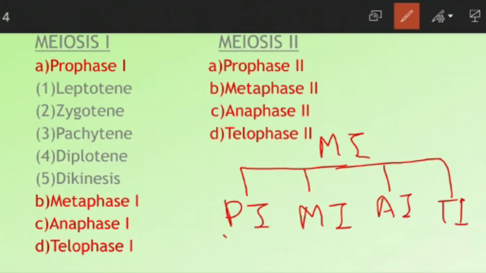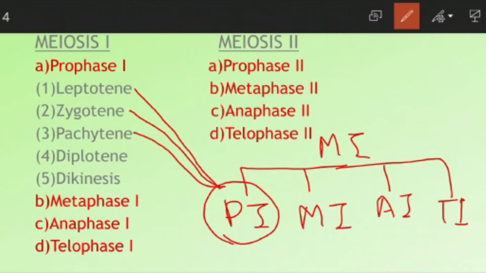But this prophase 1 is a lengthy step. It is a lengthy process. That's why this prophase 1 is again divided into 5 subphases: leptotene, zygotene, pachytene, diplotene, diakinesis.